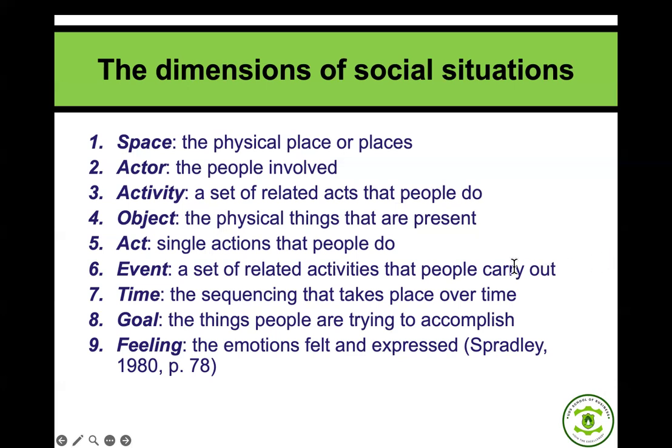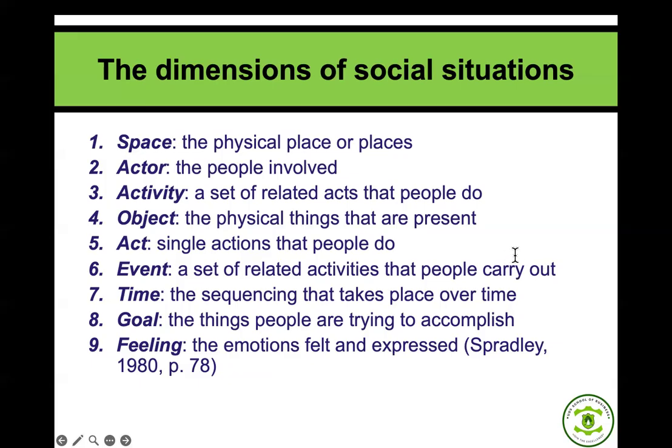Then we have the act. The act basically is the single actions that people will perform. Then we also have the event. The event is a set of related activities that people carry out. Then we have time, and this refers to how activities and events are sequenced over time. Then we have goal. These are the things people are trying to accomplish. Then the last one is feeling, and this captures both the emotions felt and expressed by a participant.